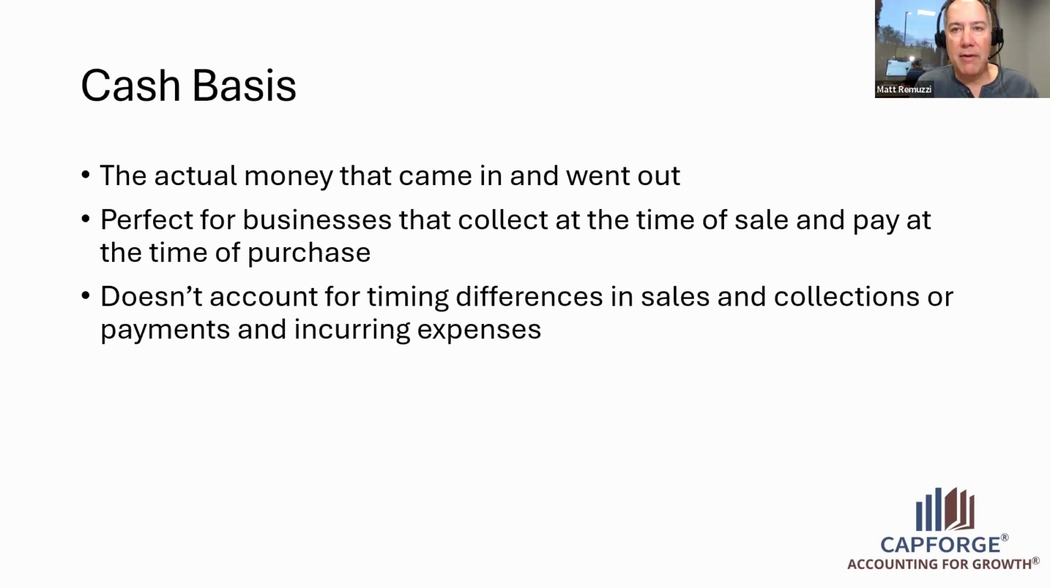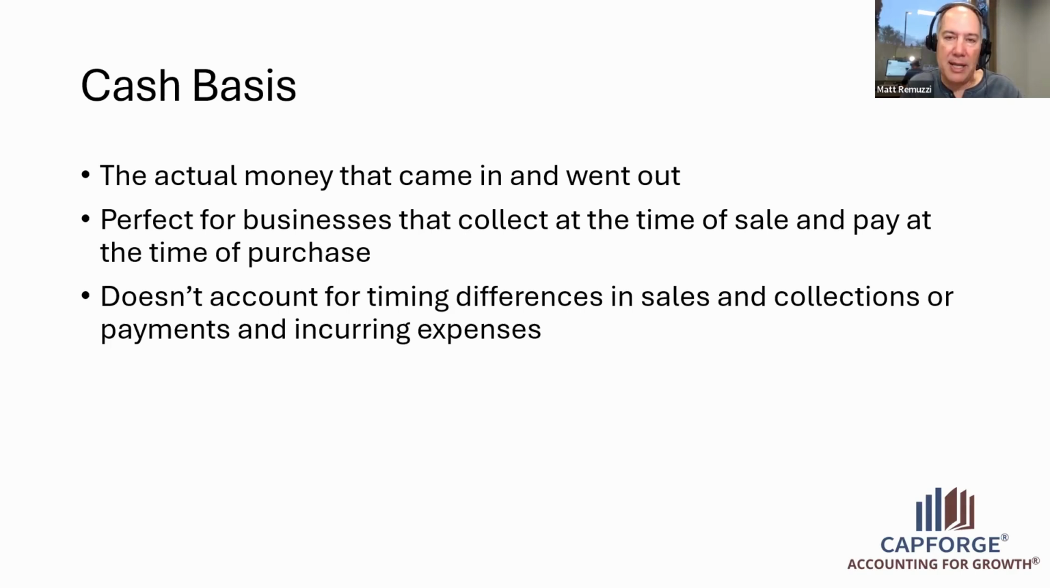But it doesn't account for timing differences in sales and collection from when they're occurring. So if you sell something today, but the customer doesn't pay you today, they're going to pay you later, or you sell something today that you bought 2 months ago, they pay you today, but you actually bought the thing they're buying from you 2 months ago. Now there's going to be a misalignment between the money you collect and the cost of delivering that thing.